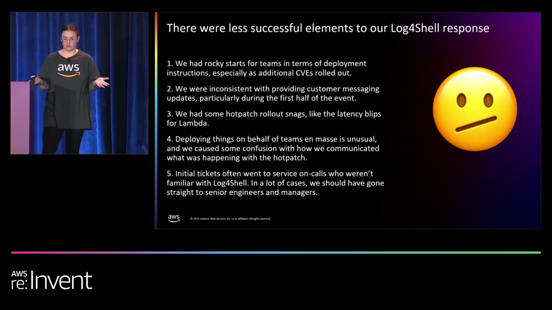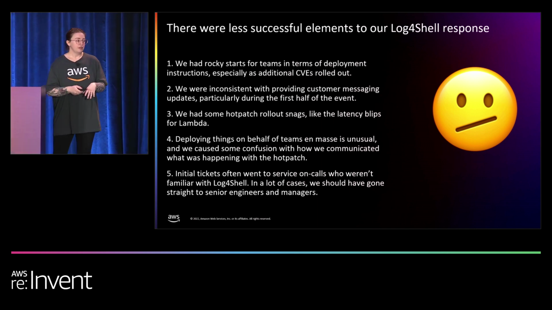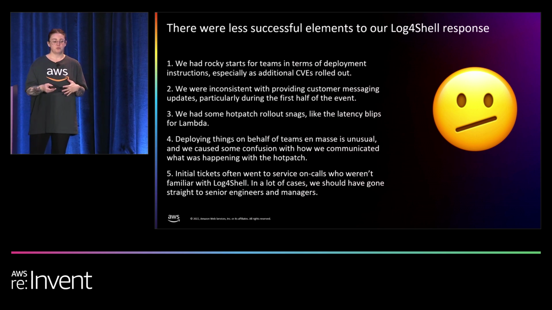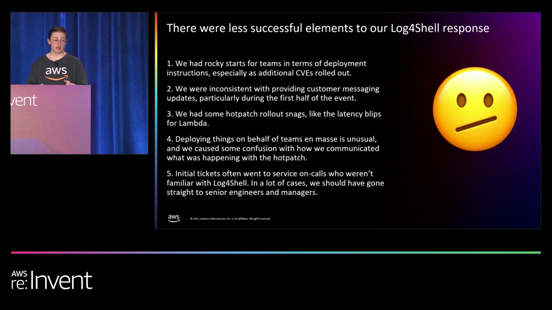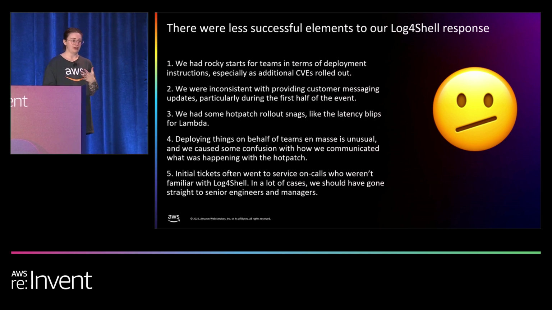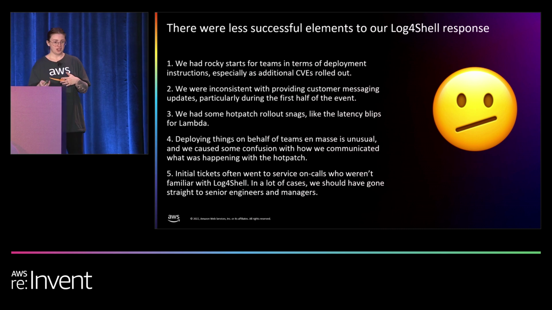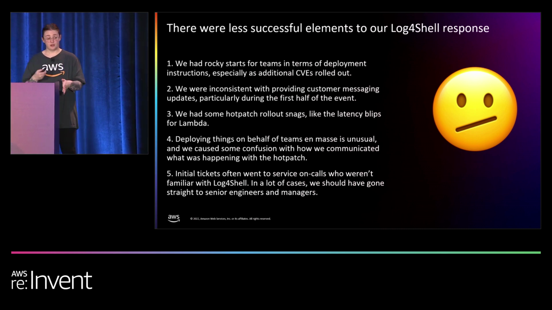We had some rollout snags with the hot patch, so those latency blips for Lambda. And we briefly covered this, but deploying things on behalf of teams is really unusual for us. And that definitely caused some confusion for teams as they were trying to figure out, well, but if you're rolling out the hot patch, do I still have to do things? Do I still have to patch? Do I still have to deploy? How do those things work together?